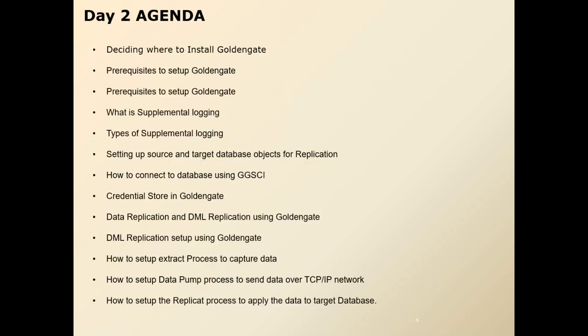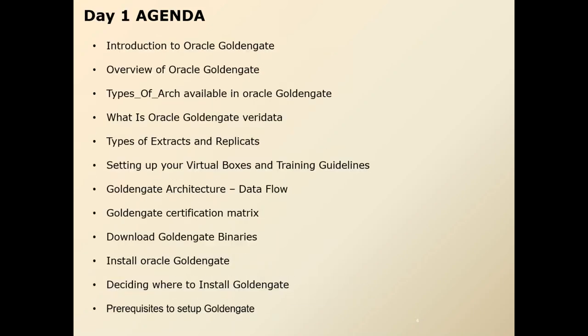Okay. So the Day 1 session agenda includes introduction to Oracle GoldenGate. So today we are going to discuss an introduction to Oracle GoldenGate, overview of Oracle GoldenGate, then different types of architectures available in Oracle GoldenGate. I discussed that this is classic architecture training. Some of you may have that query. I tried to clear that prior to the session, but still, if some of you have any query like what is classic architecture, there are two types of architectures available in GoldenGate.